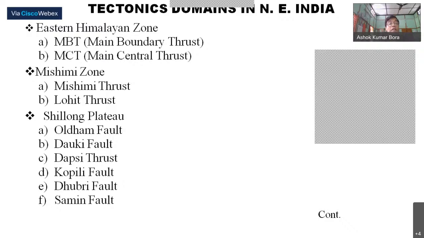This Eastern Himalayan zone is characterized by 2 tectonic features. One is the MBT, main boundary thrust, which separates the lower Himalayan region from the upper Himalayan region. The other is the MCT, main central thrust, a major intracontinental shear zone, which is also important. Then there is the Mishmi zone, with the Mishmi thrust and Lohit thrust. These 2 are very major thrusts occurring in this zone.